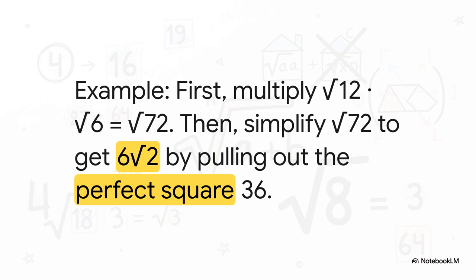We've got the square root of 12 times the square root of 6. Step 1, multiply the insides. Boom. 12 times 6 gives us 72. Step 2, simplify that square root of 72.